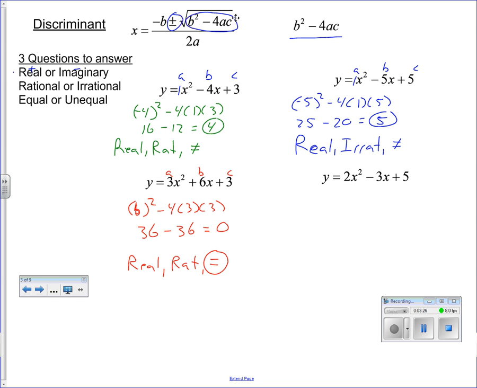And the last example, 2x squared minus 3x plus 5, a, b, c. That's negative 3 squared minus 4 times 2 times 5. So that's 9 minus 40, which is negative 39. And the fact that it's negative, we know it is imaginary, because the square root of a negative is imaginary. And once we know the roots are imaginary, we don't bother to ask the other two questions, whether it's rational or equal. Once it's imaginary, that's it. Problem done.